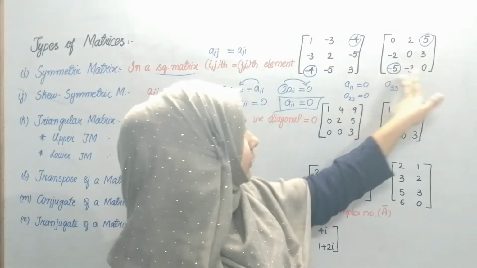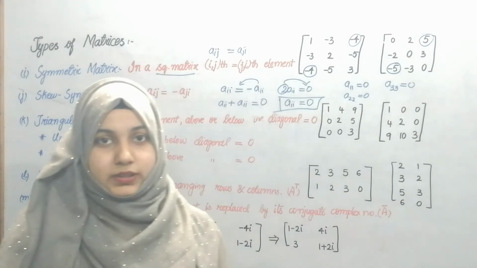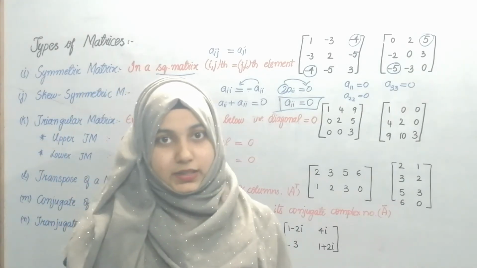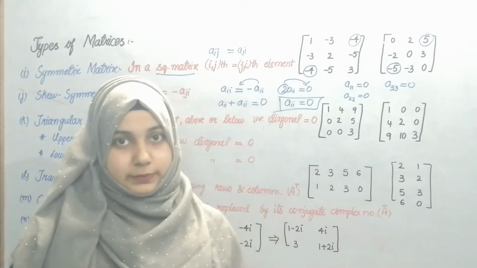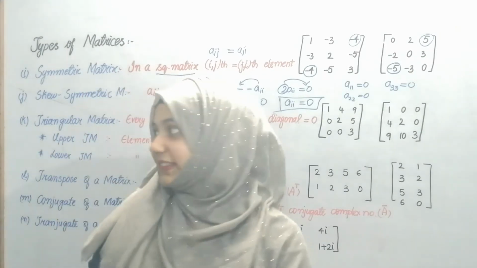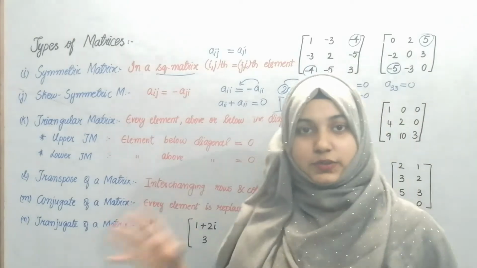Same thing, A of 3 3. Third row, third column. The element is 0. Understood how we got the diagonal element as 0? All the diagonal elements are 0 in a skew symmetric matrix. Clear? Now, symmetric is done, skew symmetric is done.